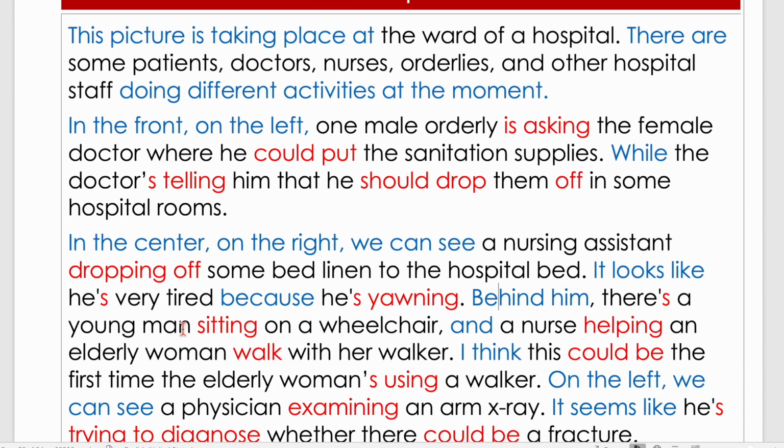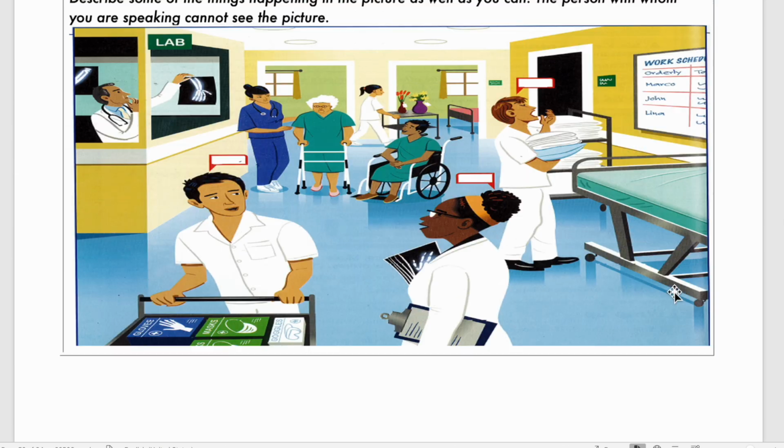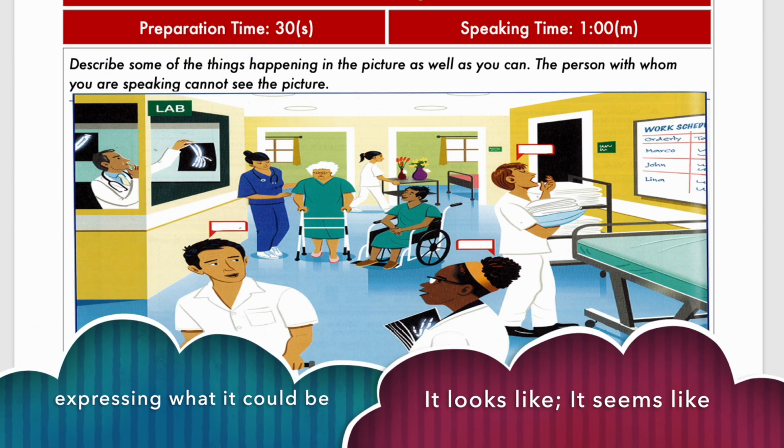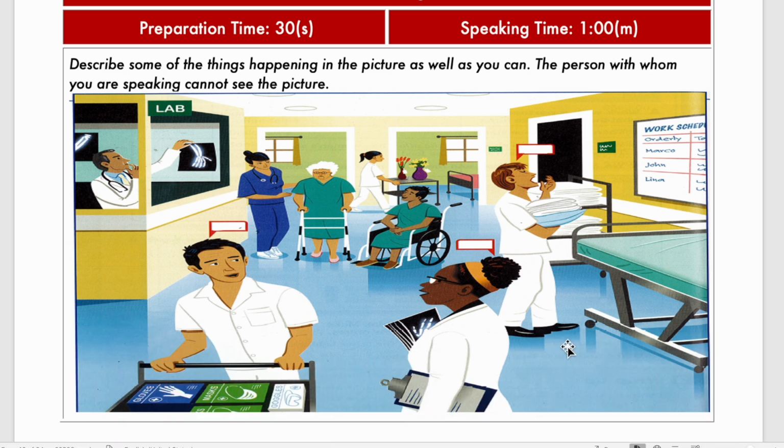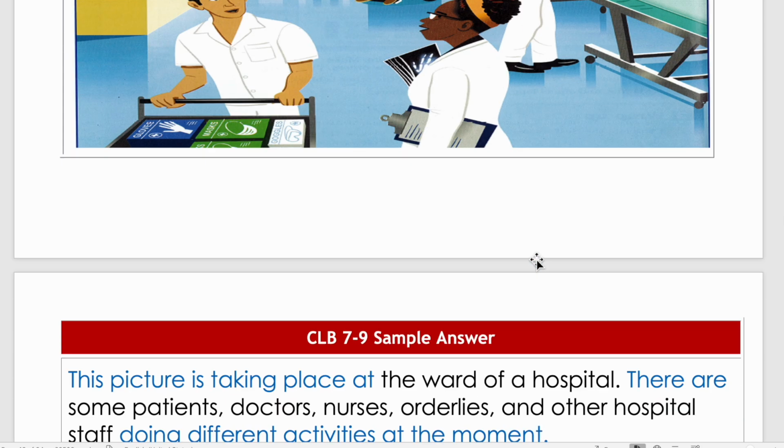It looks like he's very tired because he's yawning. Okay, so it looks like. That's something else that higher levels can do. When we say it looks like, we're adding an extra idea to that, and that's very good. So it looks like he's very tired because he's yawning. So you see, even some 7 to 8s might not know that word, yawning. But 9s or higher, we should know. Okay, very good. So what's next?